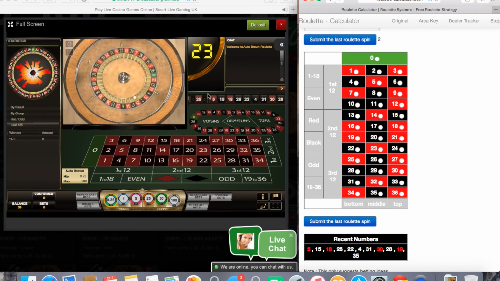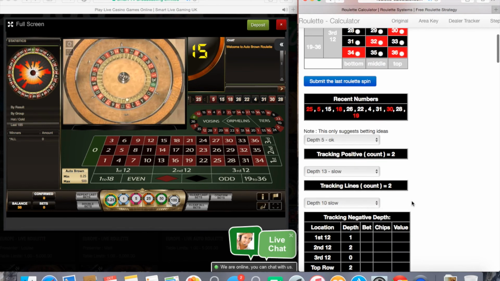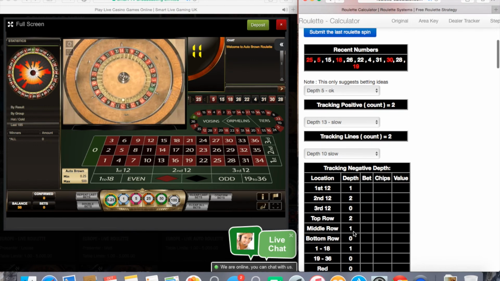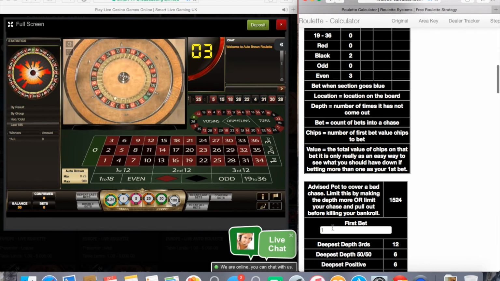Now I'm just going to enter the next number in. It went from 15 to 5 to 25. So I've entered that in, and now you can see here the positive is at a depth of 2, the lines is at a depth of 2, and here you can see the negatives, first, second and third. The highest is the second, which is at 2. And I'm going to put my starting bet at £5.